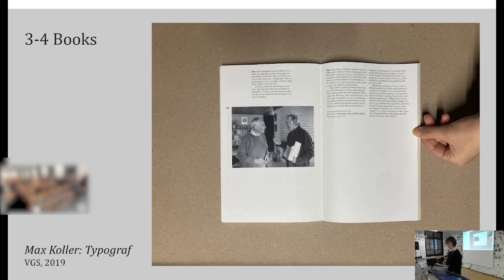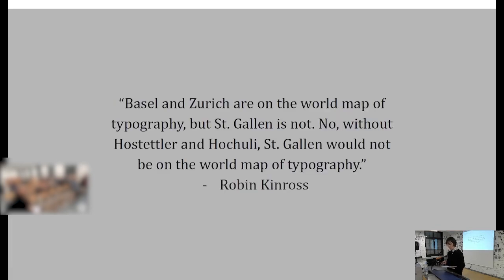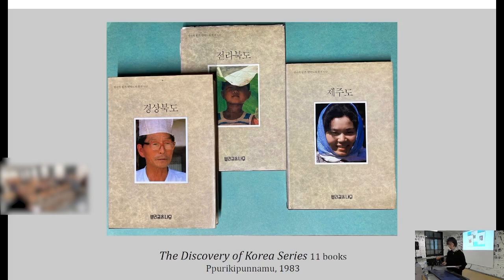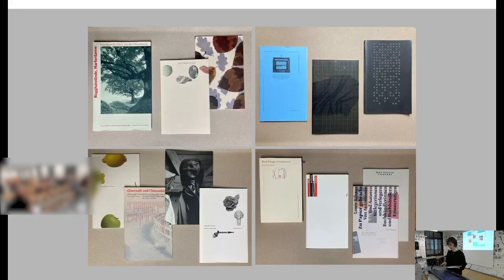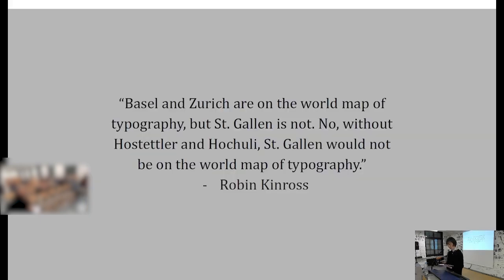Now the epilogue. So far, I have talked about Jost Hochuli, book design, what it means and tells from a Korean perspective. And there's one quote that struck me the most when I first learned about Hochuli. Robin Kino said, Basel and Zurich are on the world map of typography, but St. Gallen is not. Without Hostetler and Hochuli, St. Gallen would not be on the world map of typography.